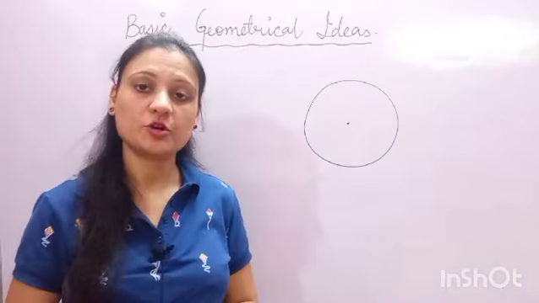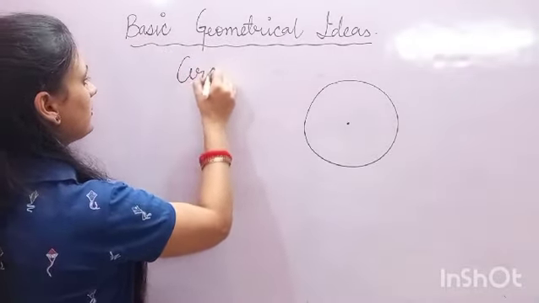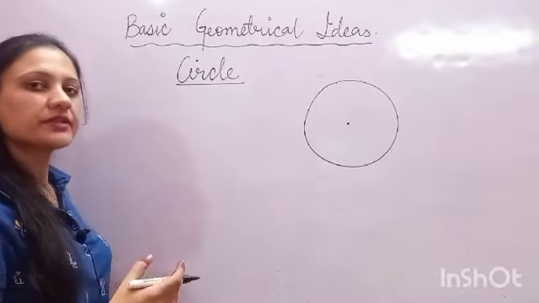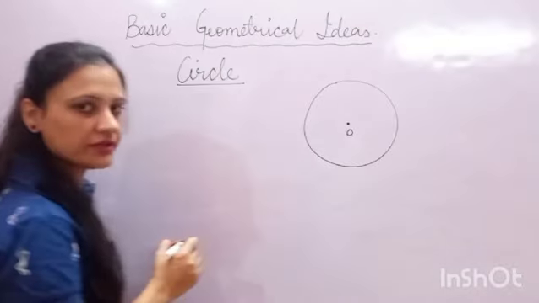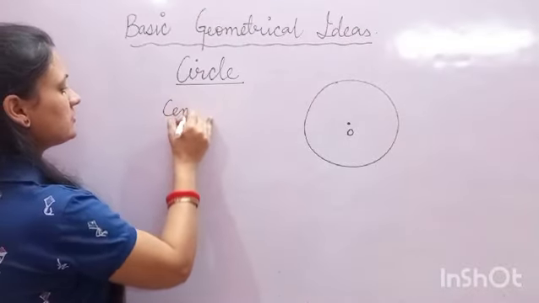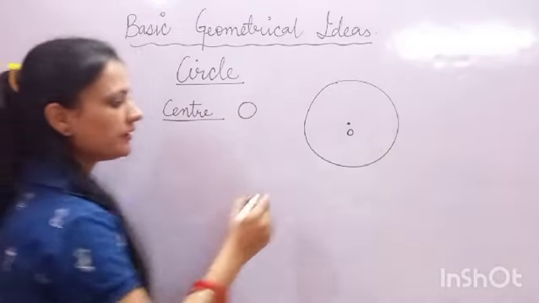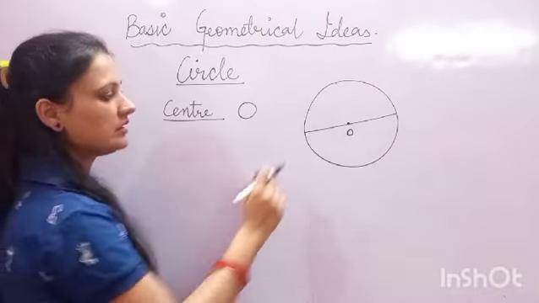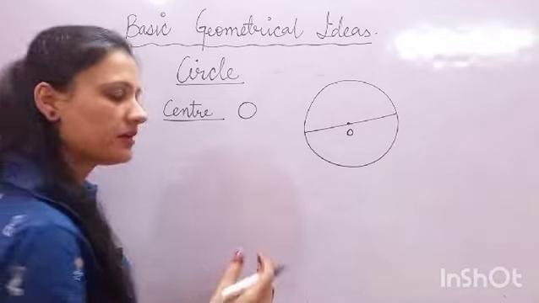Okay. Any other topic is circle. Very important topic. And pay attention. Circle. Let us understand the parts of the circle. This is the center, right? And we'll write down center of a circle. Center is O. Now, any line segment that passes through the center of a circle and whose end points touch the circle, we call it diameter.